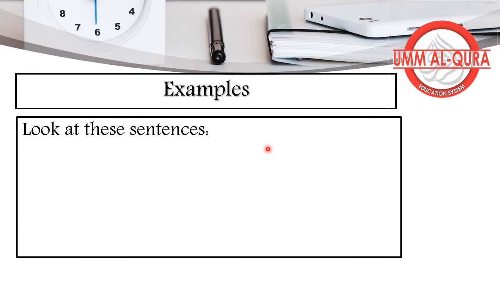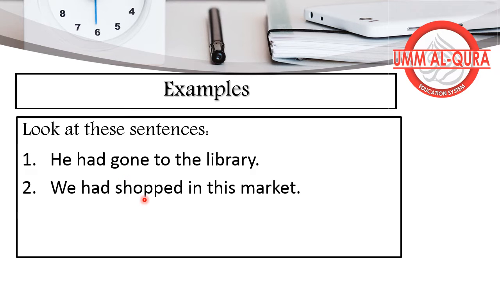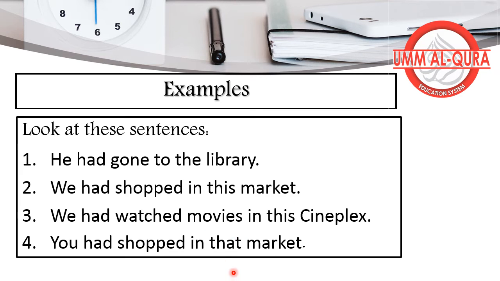Look at these sentences in the picture. He had gone to the library. He is singular and had gone to the library. The next one is we had shopped in this market. The third one is we had watched movies in the cineplex. You had shopped in that market. This market, that market, we, you.